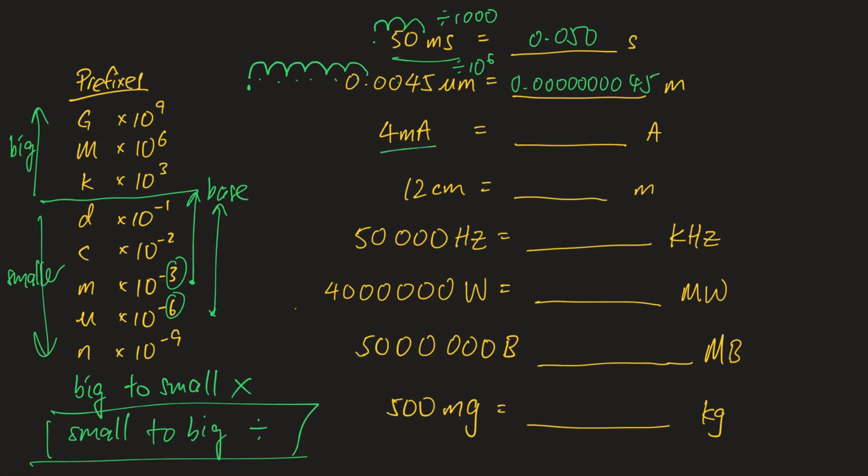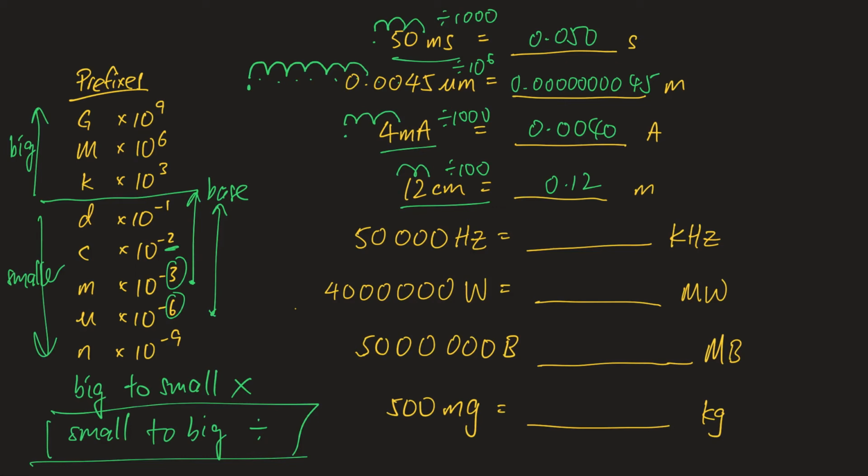So next one, 4 milliampere. I need to change to ampere. Likewise, divide by 1000 because of milli. 1, 2, 3. 0.0040. Okay. And next one, 12 cm, change to meter. This is something you're familiar with. Centi is times 10 to the power minus 2, which is just divide by 2 zeros. So it's 0.12 meters.